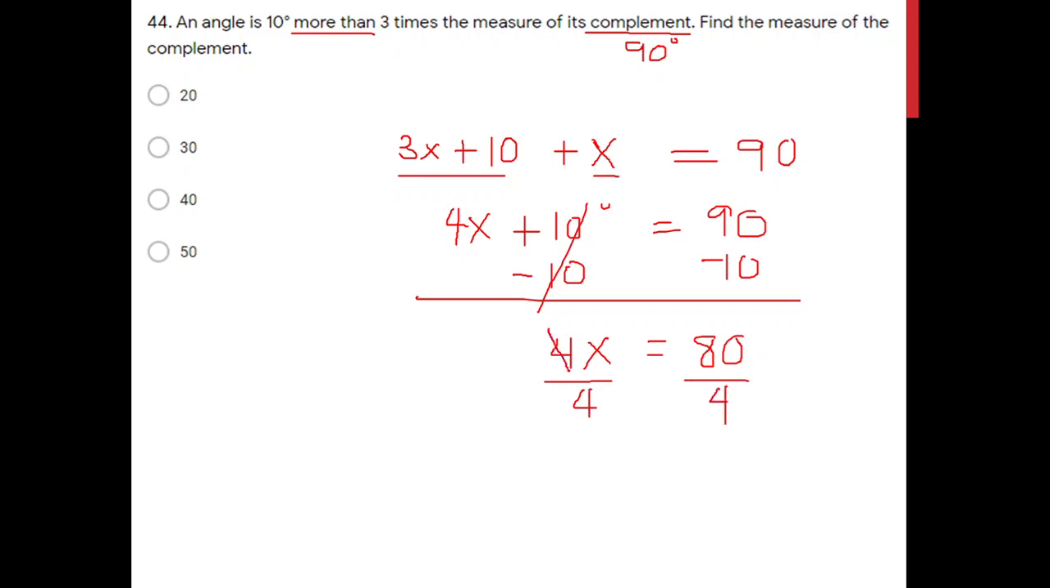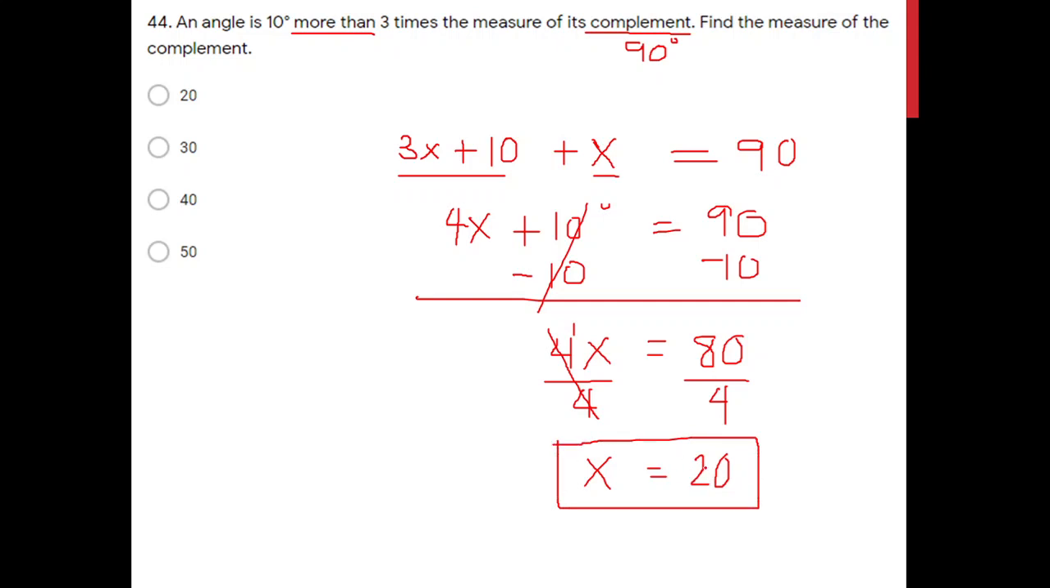So 4 divided by 4 is equal to 1. 1 becomes an imaginary number, so what's left is x. 80 divided by 4, so that would be 8 divided by 4, 2, so you have 20. Therefore, the value of the other angle is 20.